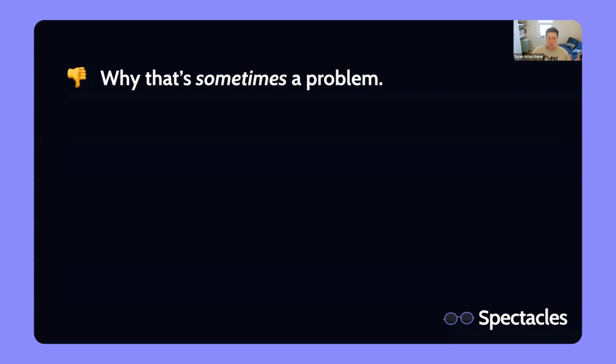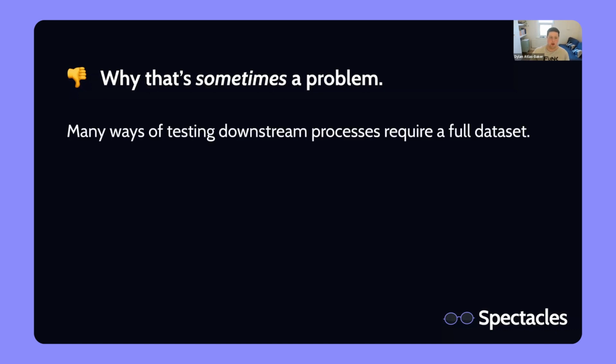Now, that's great, but occasionally it can be a problem, and it's mostly a problem if you need downstream services to consume from your CI environment. There are many ways of testing downstream processes, and many of them require full data sets. Spectacles is an example of this. Spectacles will tell you on your dbt change whether you are going to break anything in Looker. dbt doesn't tell you that in isolation. It just tells you whether dbt is working functionally.